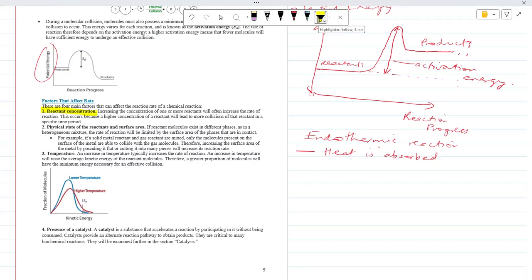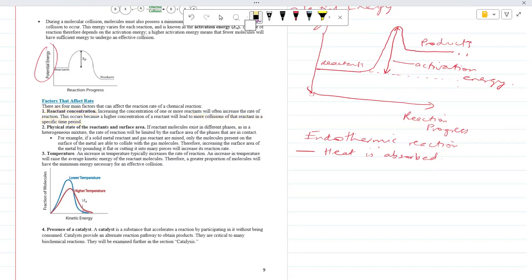Okay, this occurs because a higher concentration of a reactant will lead to more collisions of the reactants in a specified period, right? You have more collisions of reactants in a specific time period because you have more of those reactants present. So the reactant concentration is very, very important. It increases the rate at which the reaction would occur.